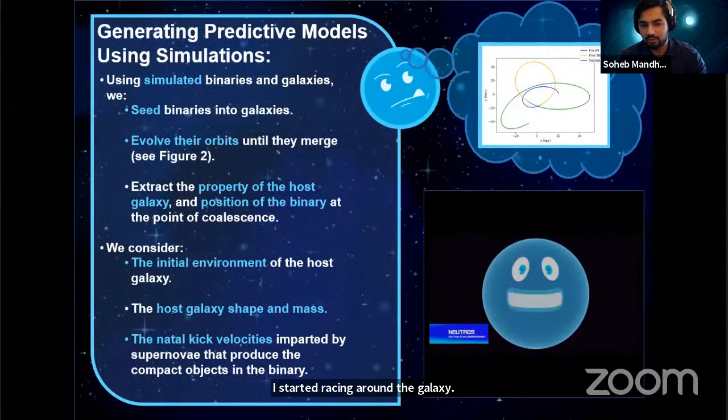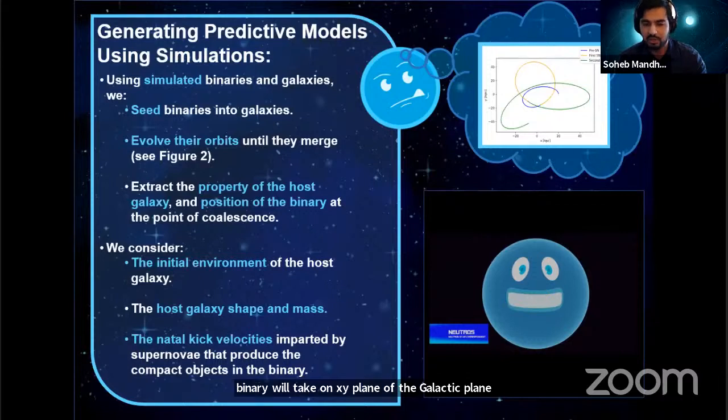So in my research, I aim to emulate these sort of scenarios by seeding simulated binaries into simulated galaxies. I won't go into technical detail, but effectively what this lets us do is evolve the orbits of the binaries up until the binary merges. And on the right-hand side, you'll see a plot of the sort of trajectory that a binary will take on the XY plane of the galactic plane.